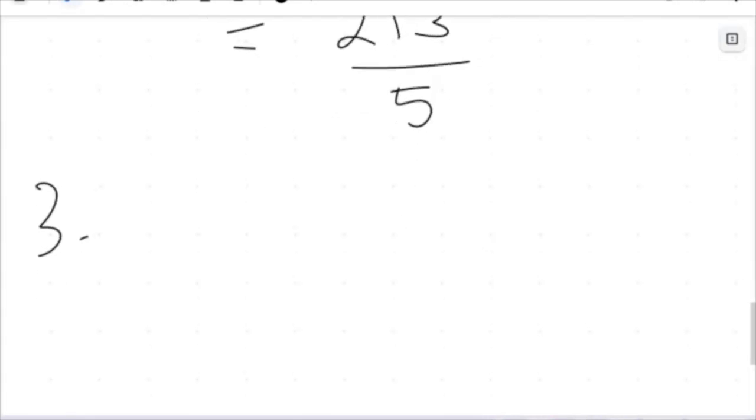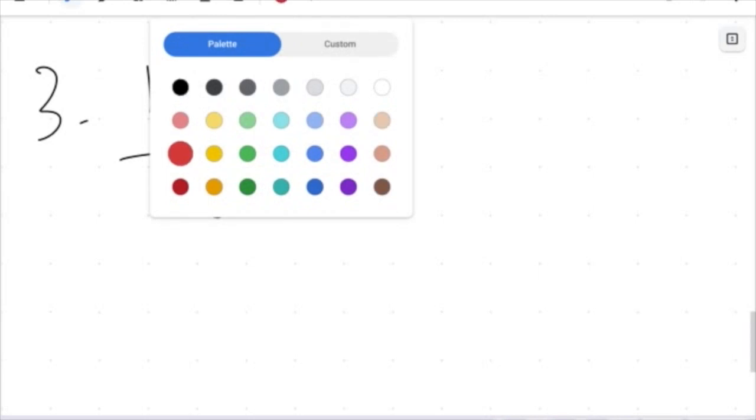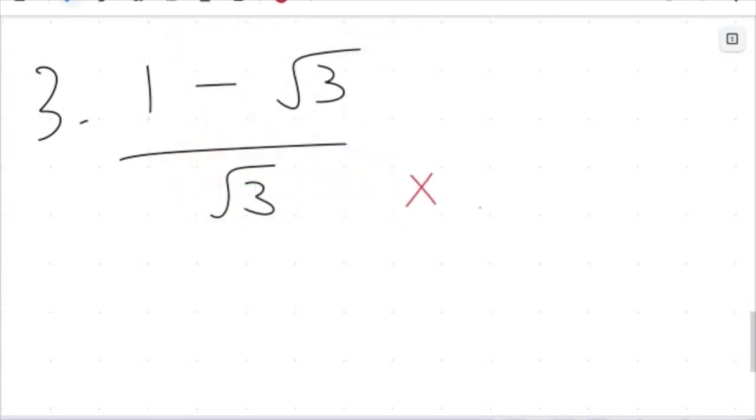And we'll make this a little bit trickier. So I have 1 minus root 3 on top of root 3. Okay, once again, to rationalize the denominator, I want to multiply it by itself. I want to multiply the surd by itself, because that's the only way we're going to get to a rational number on the denominator. And I'm going to do the same thing up top. Now here's where we have to be careful, because we have two terms on the top. This is a binomial expression. It's made up of two numbers.